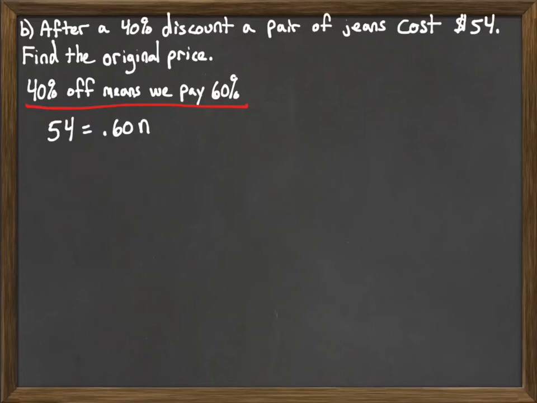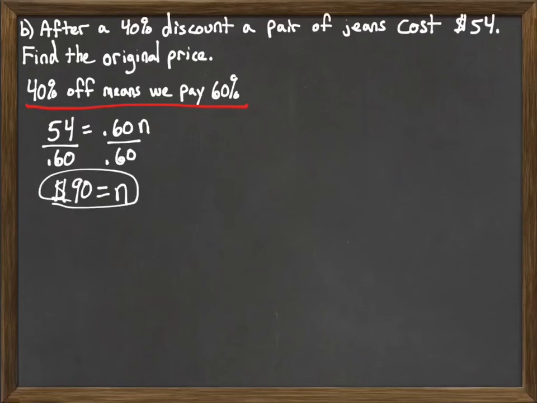Here we can divide both sides by 0.6. When you do 54 divided by 0.6, we get a nice whole answer of $90. So the original price of the jeans was $90. After a 40% discount, we're down to $54, which is 60% of the original price. It's a really important idea to use that concept here. That makes this problem a lot easier to do.